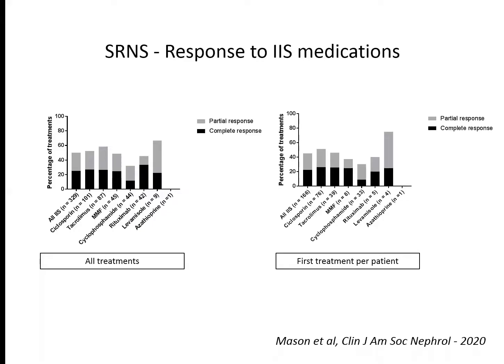So this is showing response to any medication. This is just illustrating that on the left, we looked at all treatments, and on the right, we looked at the first treatment that had been given after steroids. Essentially, it's showing that the black bars are complete response, that no drug has a better response than around a 25% response rate. Cyclophosphamide seems to be a bit worse, and rituximab is a little bit better, and I'll go into that in a bit more detail. So next slide.